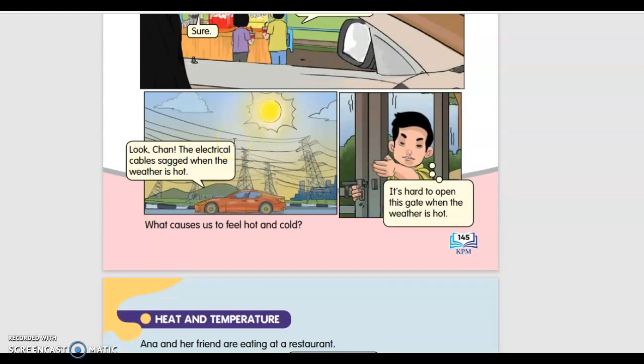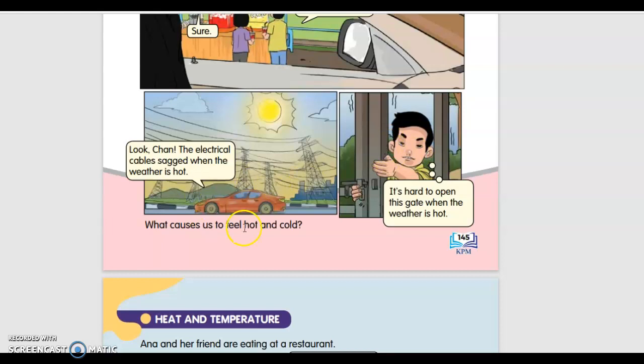Look, Chan, the electrical cable sagged when the weather is hot. Sagged means in Malay we say mengendur. It's like become loose, okay? And then here this boy is saying it's hard to open this gate when the weather is hot, okay?